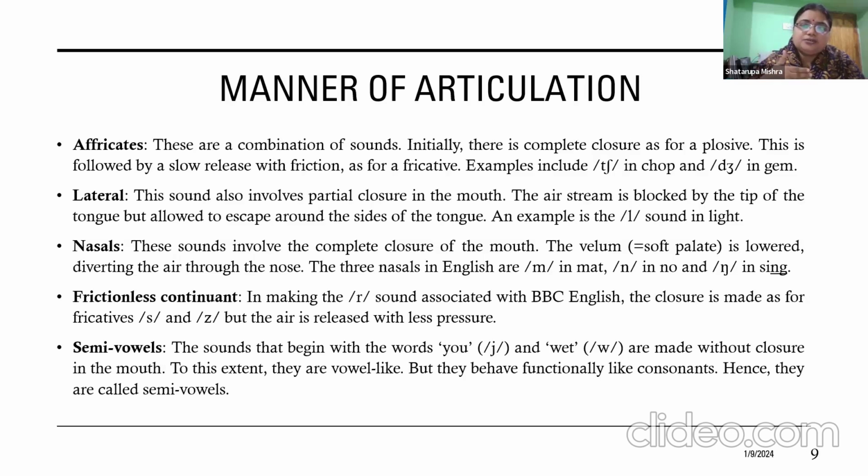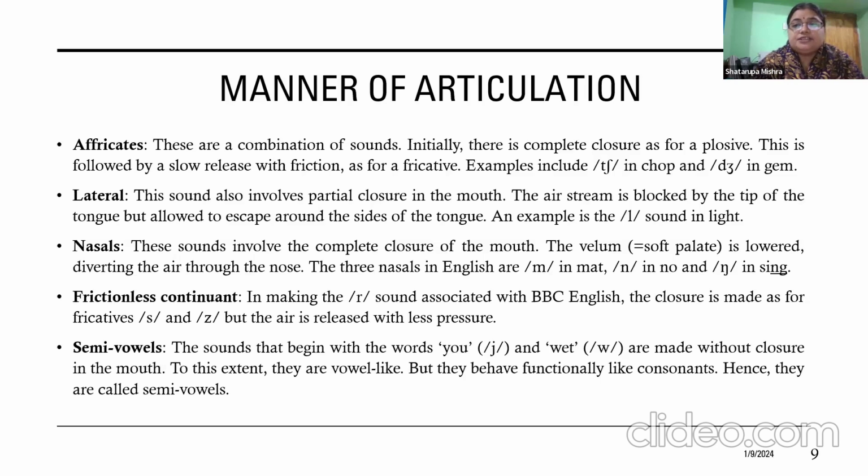So if air cannot go through the oral cavity because the soft palate blocks the passage, then air flows through the nasal cavity. So there is complete closure of the mouth, but the air flows through the nasal cavity. That is what we call a nasal sound. So in English, there are three nasal sounds. M as in mat, N as in no, and ng, as in sing. All right. So m, n, ng. These are the three nasals.